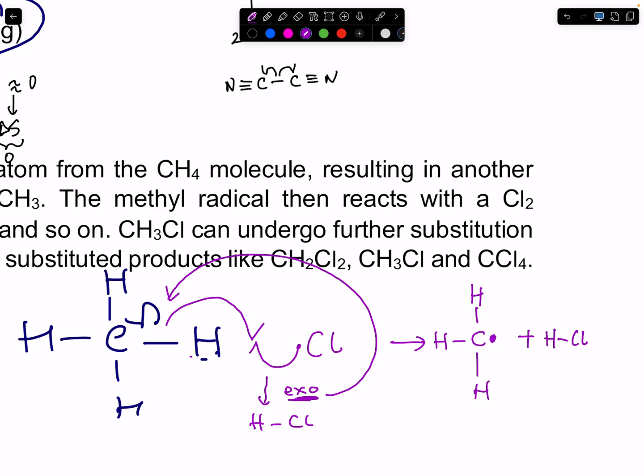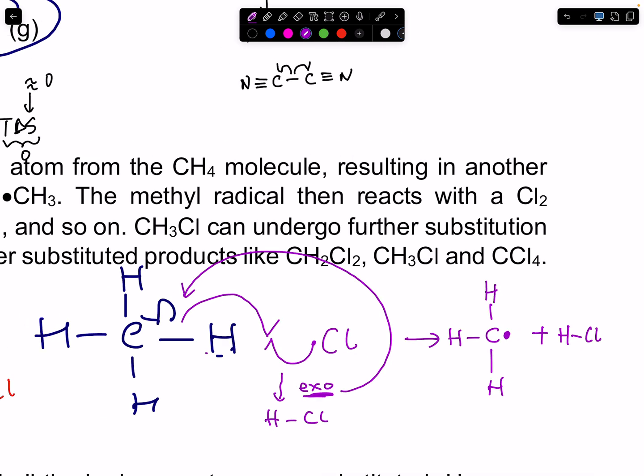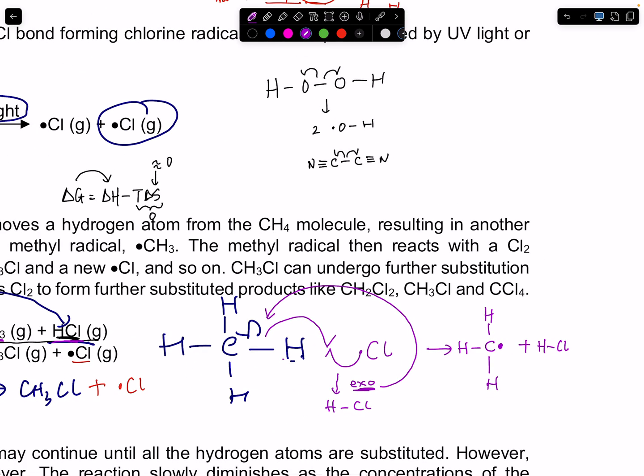You all know what supplementing means, right? So UV light supplies a certain amount of energy. The bond formed from HCl also supplies that amount of energy, and that allows it to break the CH bond. Are you all clear? So it's the energy from HCl plus UV light.